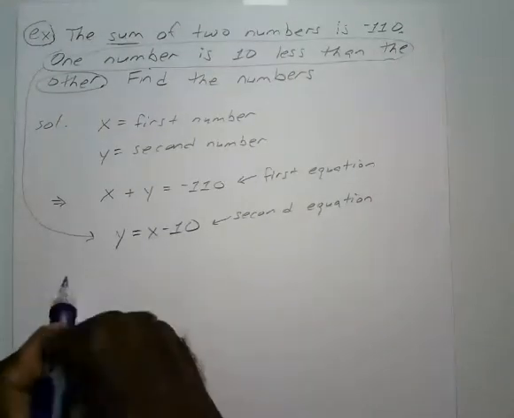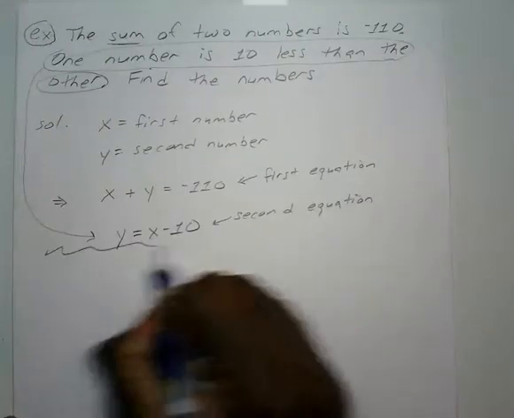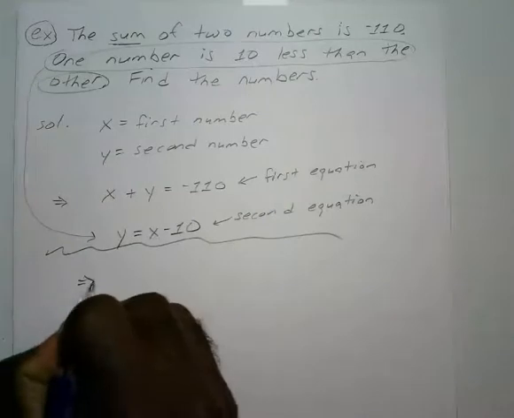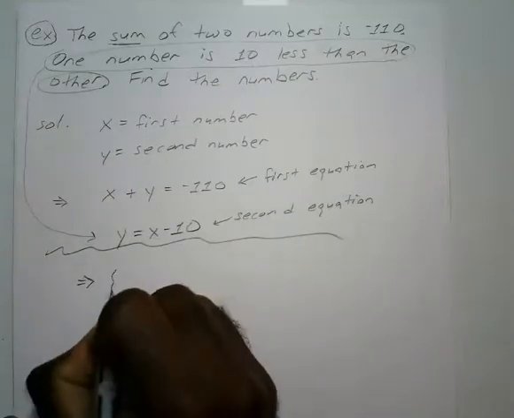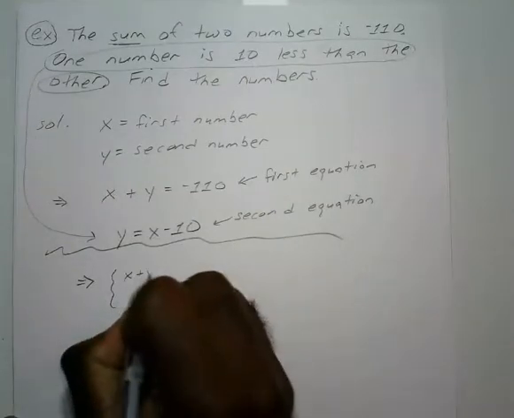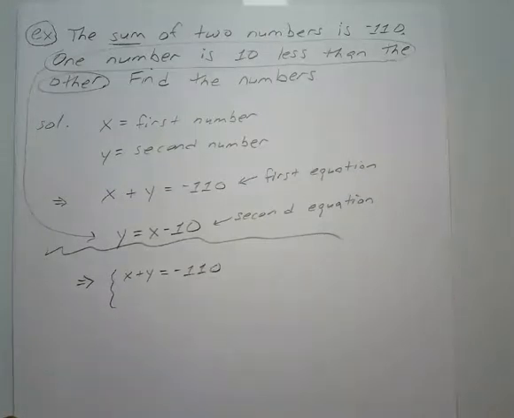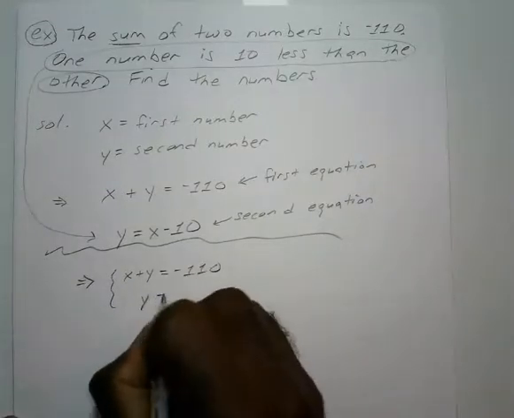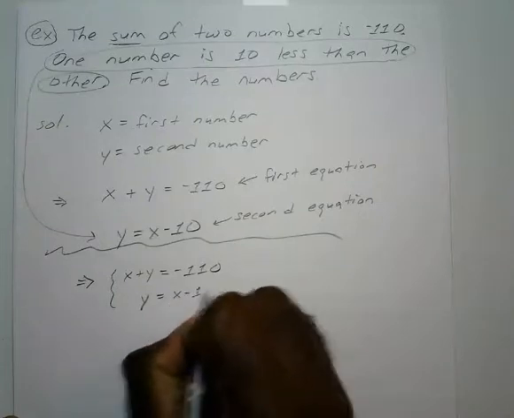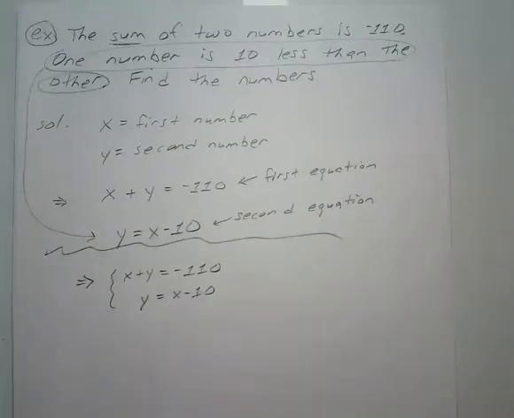That gives us the system X plus Y equals negative 110 and Y equals X minus 10. The good thing about story problems is they don't tell you what method to use to solve it, so you can choose any one you want to.